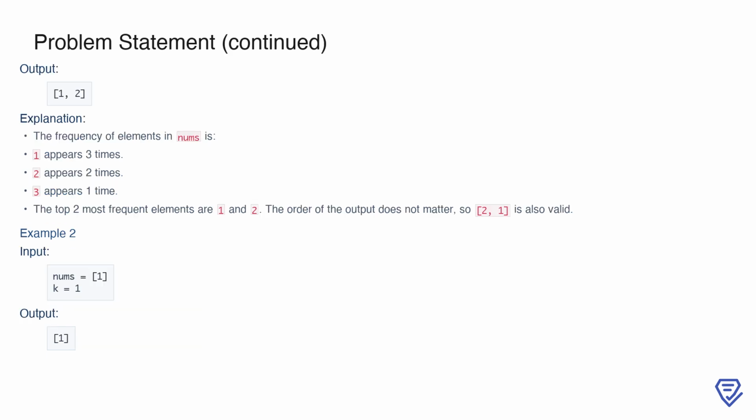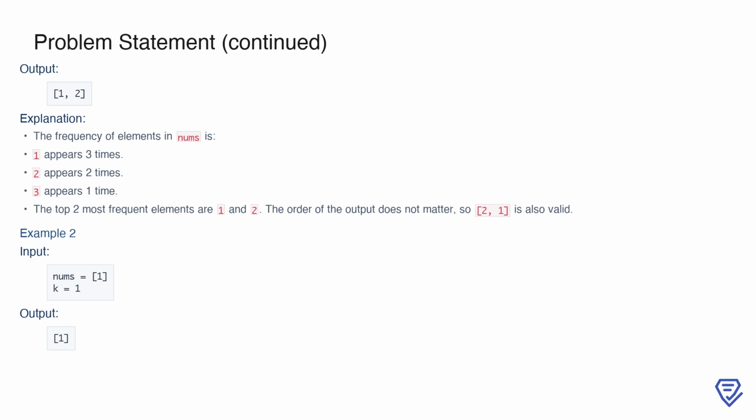In the first example, the input is nums equals 1, 1, 1, 2, 2, 3, and k equals 2. The output is 1, 2. Here's why: if we count the occurrences of each number in nums, the number 1 appears 3 times, 2 appears 2 times, and 3 appears just once. Since we need the top 2 most frequent elements, the result includes 1 and 2. Notice that the order of these elements does not matter, so 2, 1 would also be a valid output.